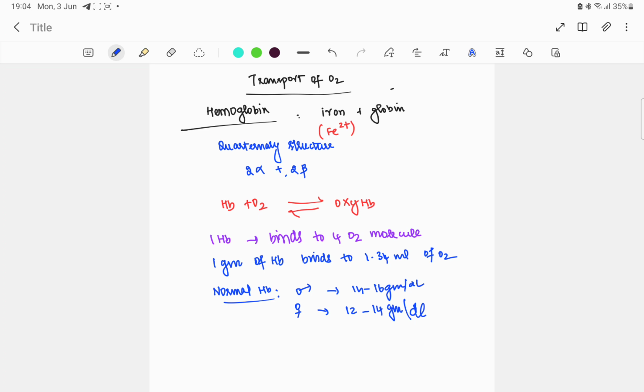So hemoglobin plus oxygen gives rise to oxyhemoglobin, which is formed at the lungs. The reversal is happening at the tissues. Some numbers here. One molecule of hemoglobin can bind with 4 oxygen molecules. It's not atoms, it is 4 oxygen molecules. And 1 gram of hemoglobin binds to 1.34 ml of oxygen. Normal hemoglobin in adult males is 14 to 16 gram per deciliter, and for females it is 12 to 14 gram per deciliter.